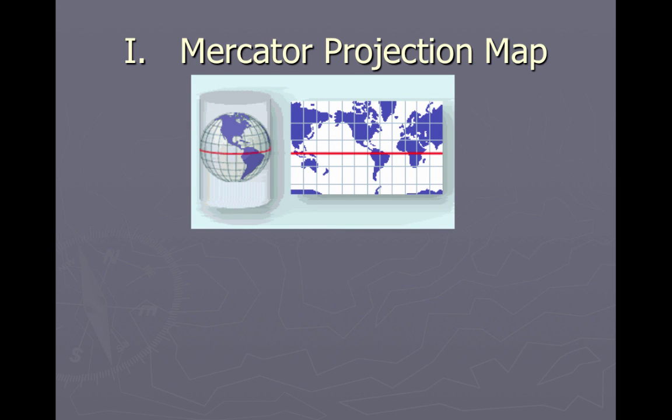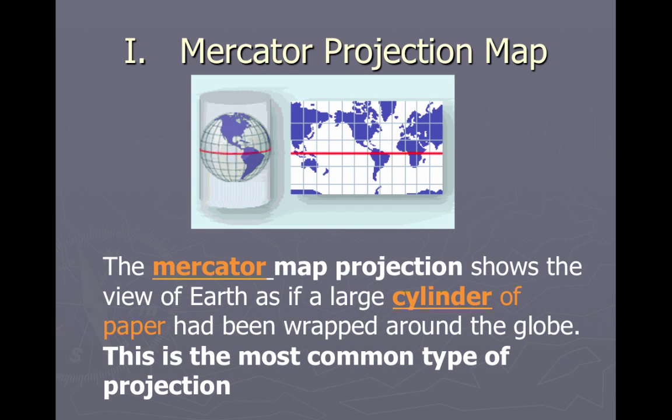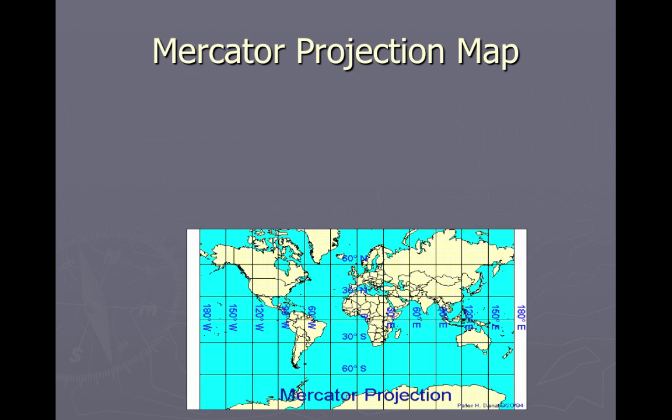The Mercator projection map is probably the most common. This is a projection that shows the Earth as if a large cylinder of paper had been wrapped around the globe. And like I said, it is the most common type. So here's a Mercator projection of the Earth, and notice the distortion. The Antarctica continent is not that large, and nor is Greenland that large up above the United States. So here, let me put my arrow on Greenland. But it's very good for the middle latitudes because they're not distorted as much.